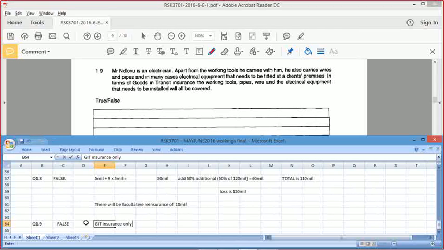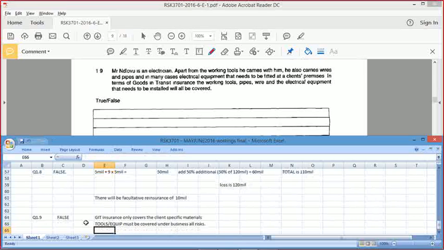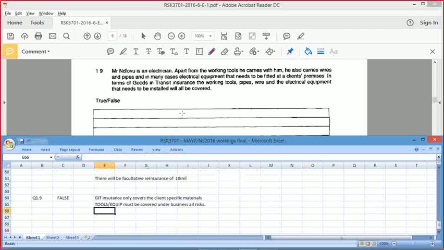GIT insurance only covers the client-specific materials. Tools and equipment must be covered under business or risk. Yes. Okay, and that would be the motivation for that one.